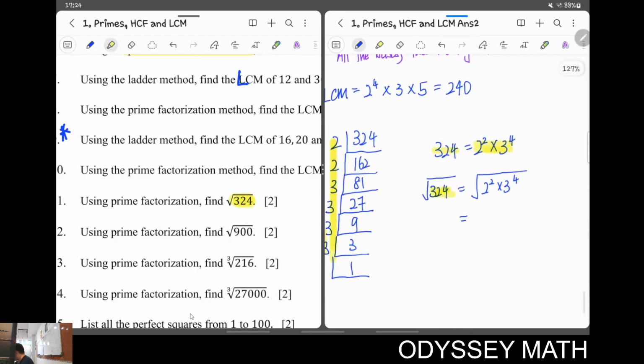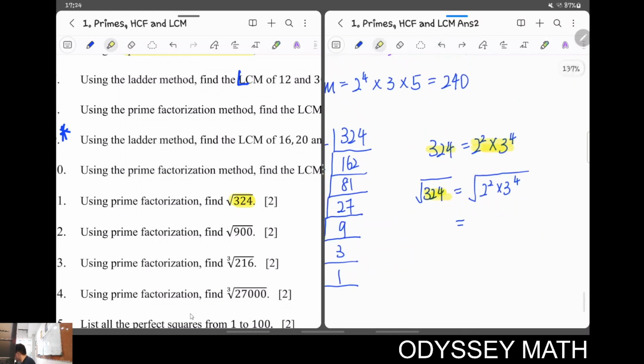And then what happens here is that this square root over here will, remember, divide the powers here by 2. Okay, let me repeat. The square root in blue will divide the powers in yellow, 2 and 4, by 2. So 2 divided by 2 is what? 2 to the power of 1. 4 divided by 2 is what? 2. So 3 to the power of 2.